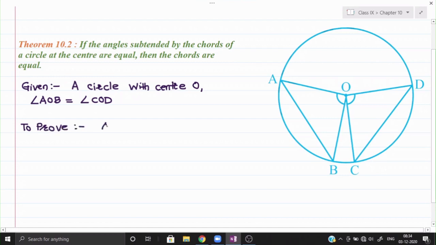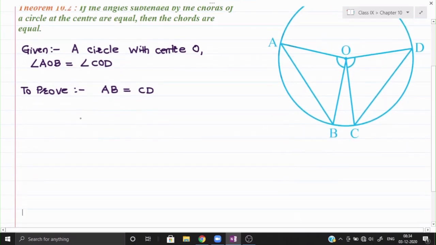We need to prove that chord AB is equal to chord CD, right? Let us see the proof now. In the proof, first of all, we shall take two triangles as we have taken in the previous theorem. So here again I am taking the two triangles, triangle AOB and triangle COD. Okay, those two triangles only I am taking.